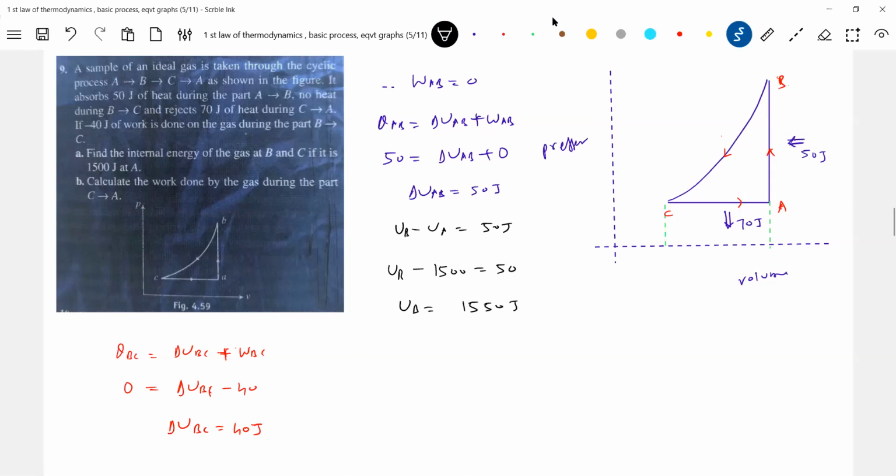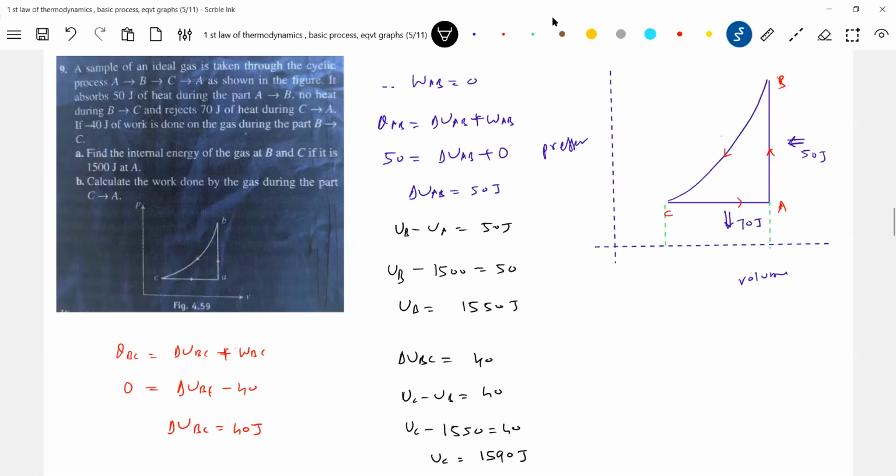Okay, simple. After this, now UBC, we'll go for it. Delta UBC is equal to 40. If delta UBC is 40, then UC minus UB equals 40. UB we know is 1050. So UC minus 1050 equals 40. Therefore UC is equal to 1090 joules.